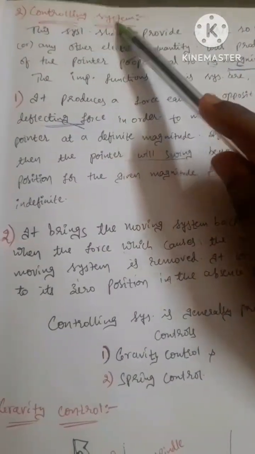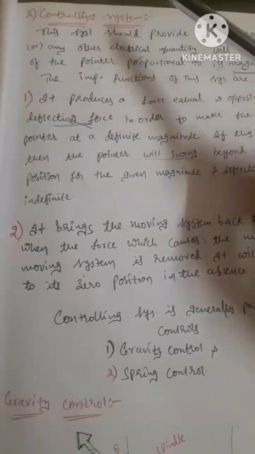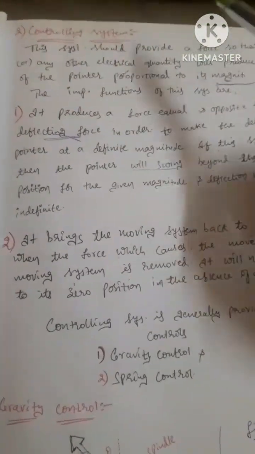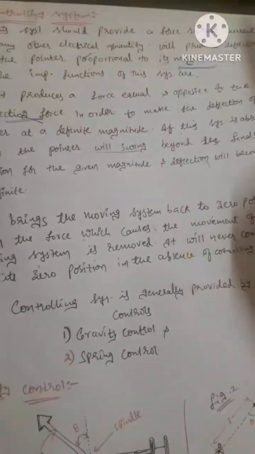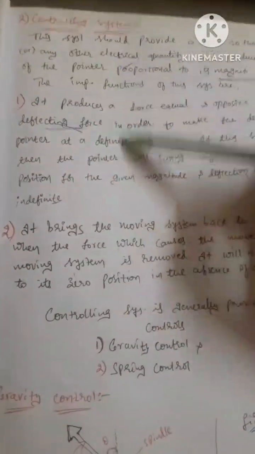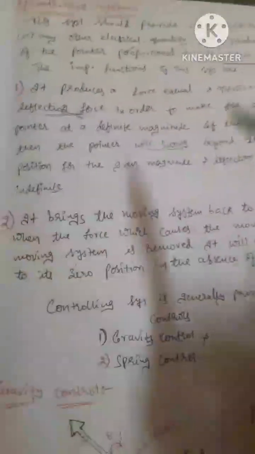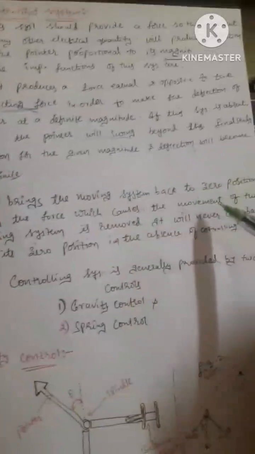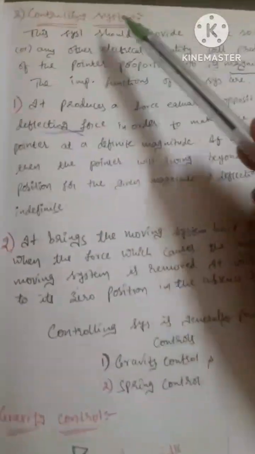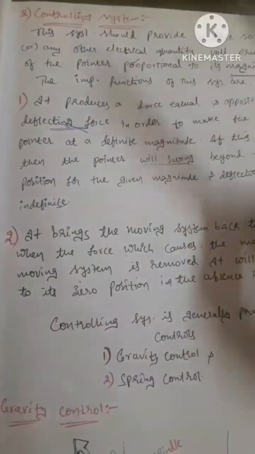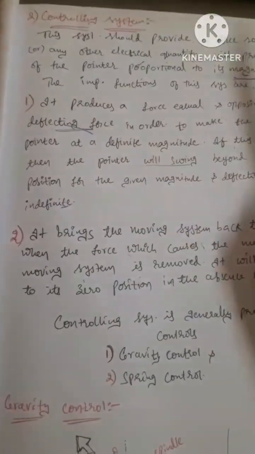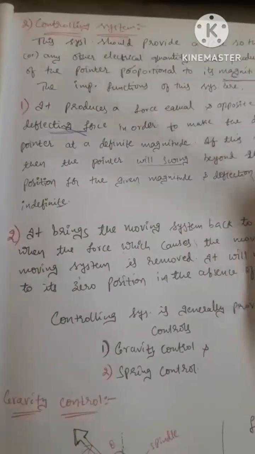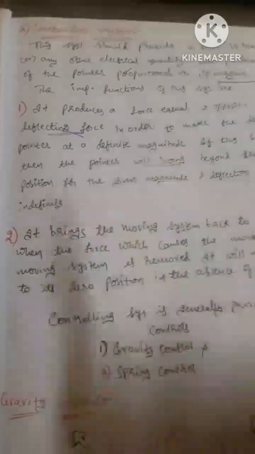When there is no controlling system, the pointer will swing beyond its original position and deflect, and the deflection will become indefinite. So this is the first function of the controlling system. The next function is that it brings the moving system back to the zero position. Due to the presence of the controlling system, if the pointer goes beyond its position, the controlling system will bring the moving system back to the zero position.